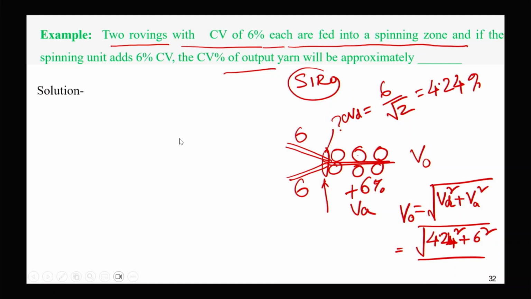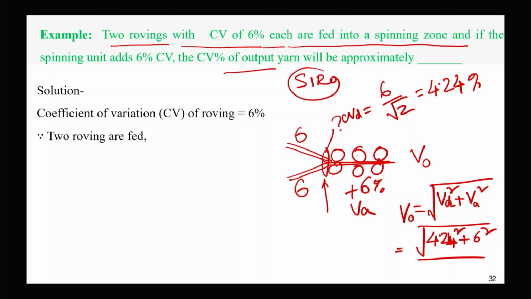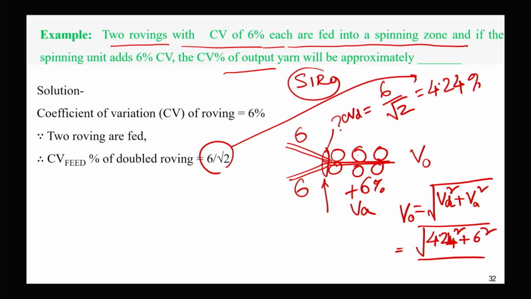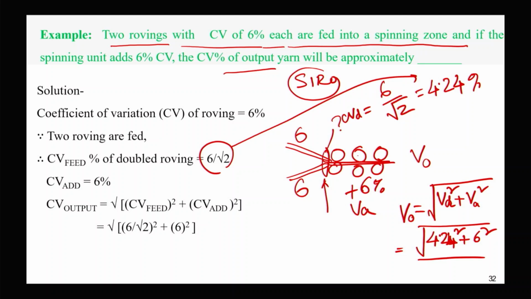So this way we can calculate the CV% of the output yarn. 6% is the coefficient of variation of the individual roving. Then when it is fed, it becomes 4.24, that is 6 by under root 2, then 6% is added. So the value will be 7.35%.